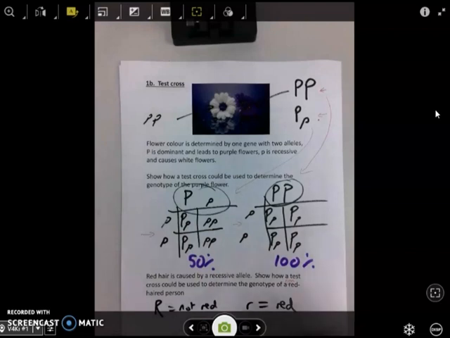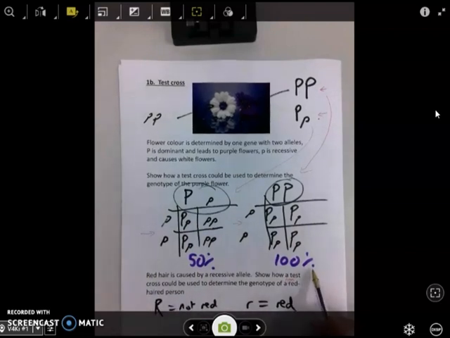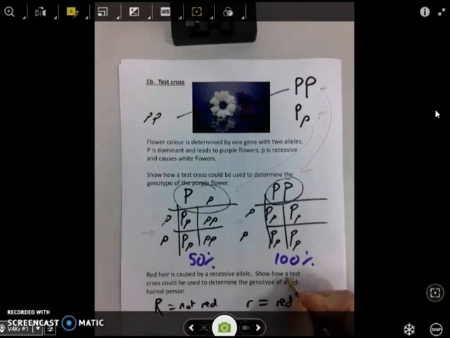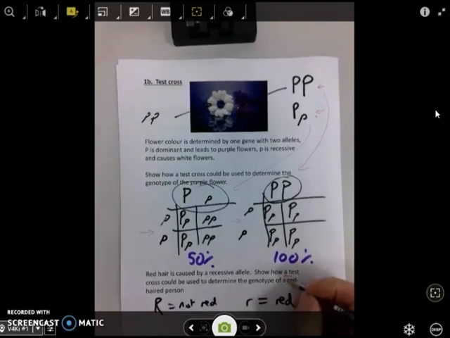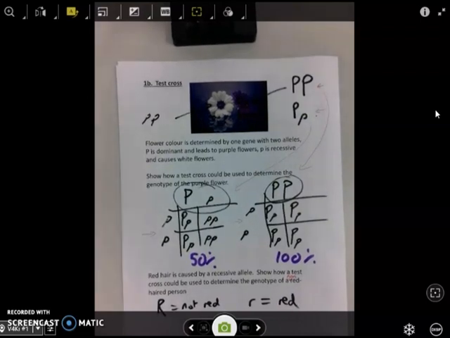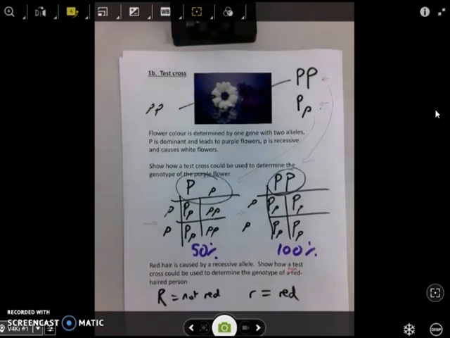Okay, now this is the worded example I want you guys to do, so you can pause the video in a second. It says red hair is caused by a recessive allele. Show how a test cross could be used to determine the genotype of a non-red-haired person. I had to add that little typo, but non-red-haired person. So you find a non-red-haired person, what are you going to do to work out their genotype? Breeding experiments on humans are typically frowned upon, but just imagine and have a go at this one. All right.